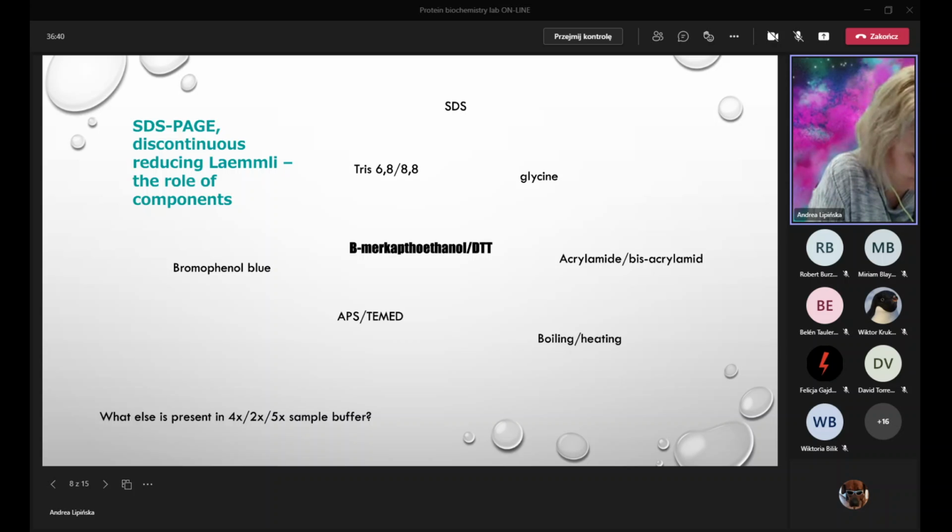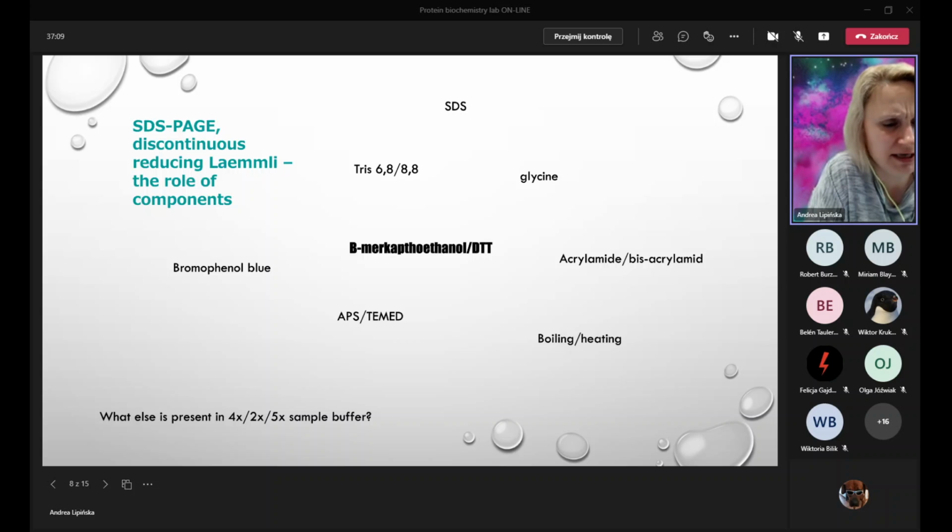So we have SDS, which is a detergent, and reducing agent, beta-mercaptoethanol. This is the reducing of the disulfide bonds, so that's why it's reducing. And it's denaturing, and denaturing is because of SDS mainly. This is the main denaturing agent that we are using.